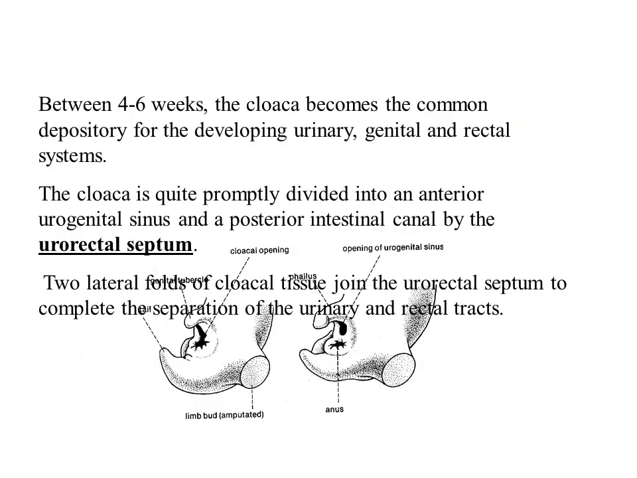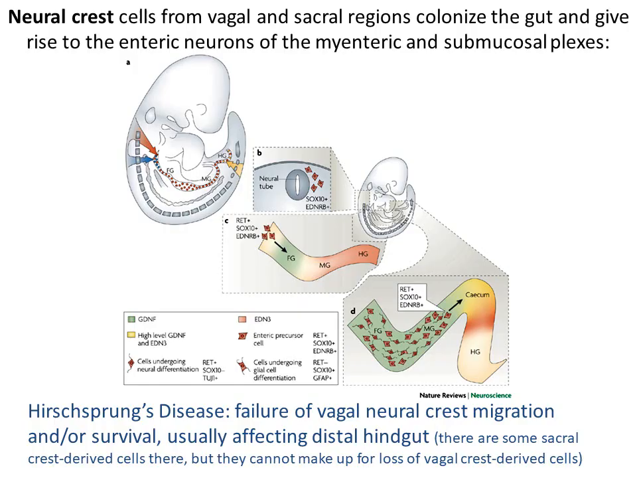Between the 4th and 6th weeks, the cloaca becomes the common depository for development of the urinary, genital and rectal systems. The cloaca is quite promptly divided into the anterior urogenital sinus and the posterior intestinal canal by the urorectal septum. The two lateral folds of the cloacal tissue join the urorectal septum to complete separation of the urinary and rectal tract.